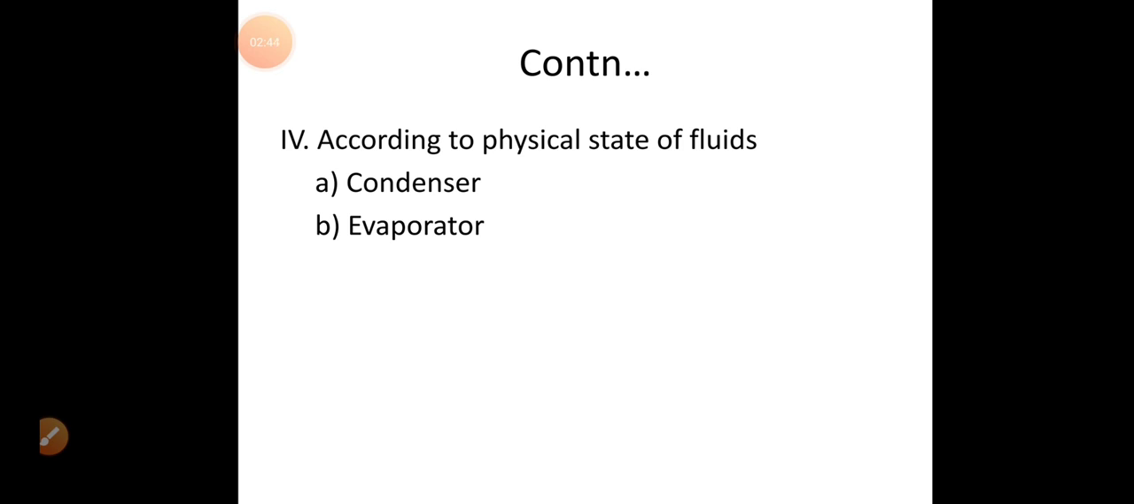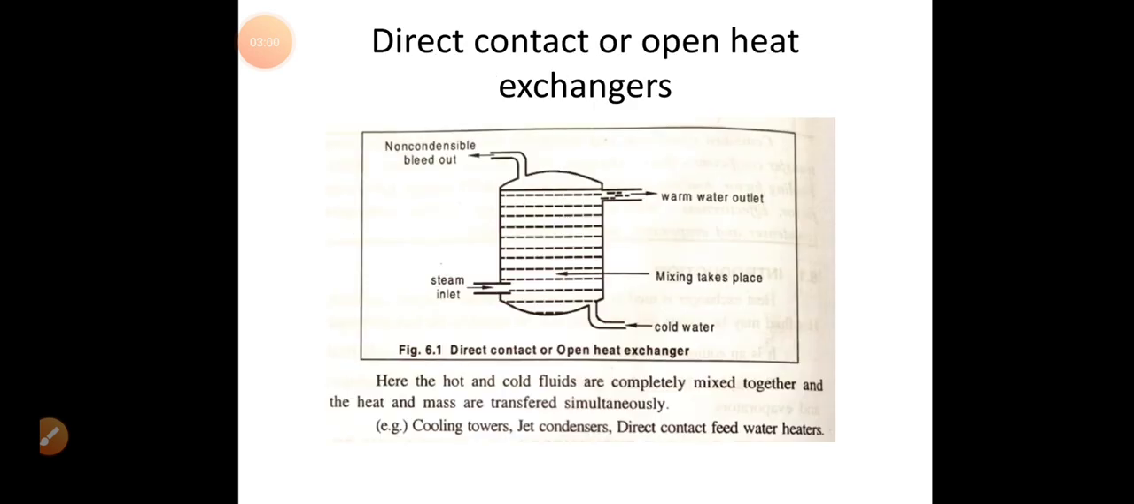The fourth basis for the classification of heat exchangers is according to physical state of the fluids. That is, according to the physical state of the fluid, heat exchangers can be classified into two. They are condenser and the second one is evaporator. All these types of heat exchangers are explained one by one.